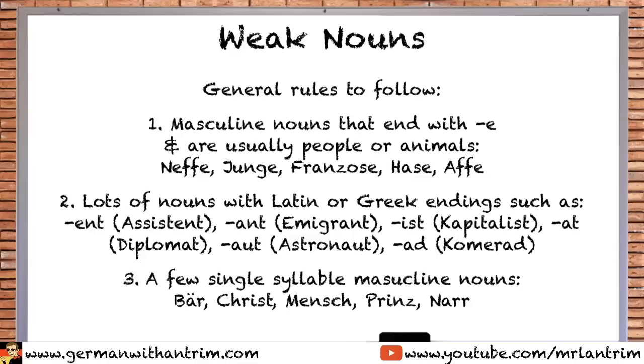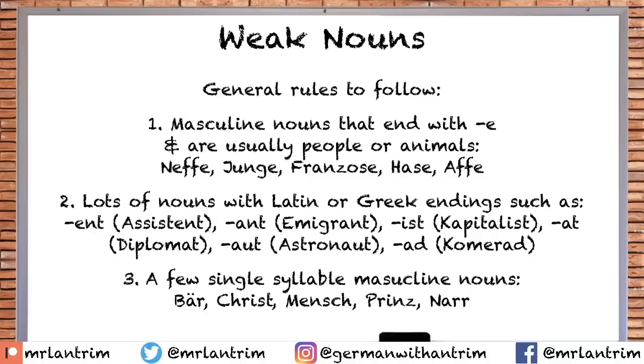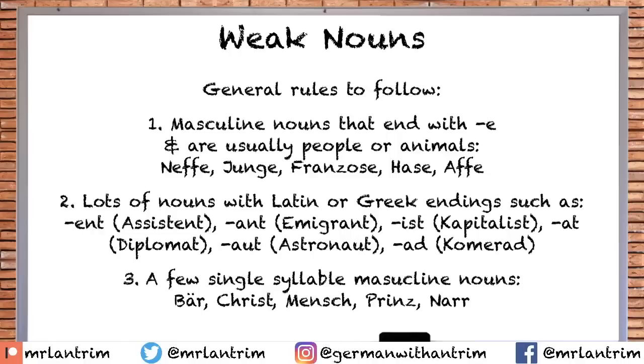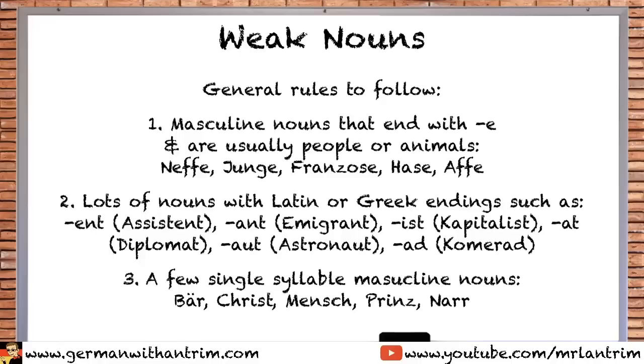Lots of nouns with Latin or Greek endings. For example, things that end in ent, such as Assistent, we have Assistenten. Emigrant, which ends in ant, we have Emigranten. Anything that ends in ist, such as Kapitalist, Kapitalisten. Things that end in at, such as Diplomat, Diplomaten. Things that end in aut, which is Astronaut, Astronauten. We add en to the end of that one, and things that end in ad, such as Kamerad, Kameraden, with an EN at the end.